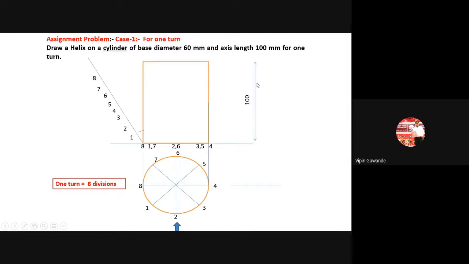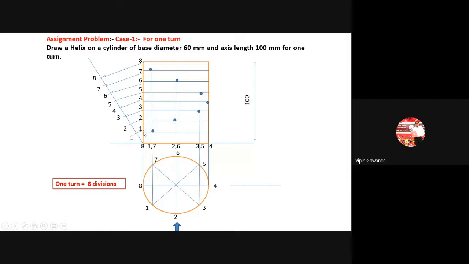The dimensions are different in this case. The circle is divided into 8 parts, so we have to divide the height of the cylinder also into 8 parts. We have used the line division method and transferred the points here. Then you take the projections from 1, 7, 2, 6, then 3, 5 like this. Then take the projections from 1 to 1, 2 to 2, 3 to 3, 4 to 4, 5 to 5, 6 to 6, and 7 to 7.